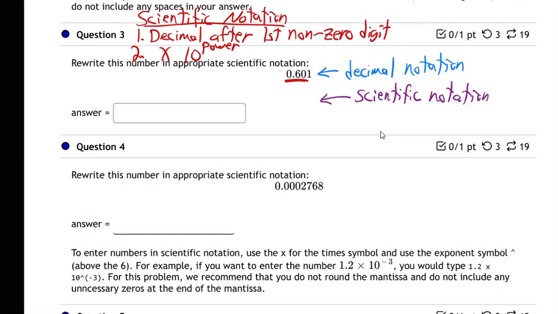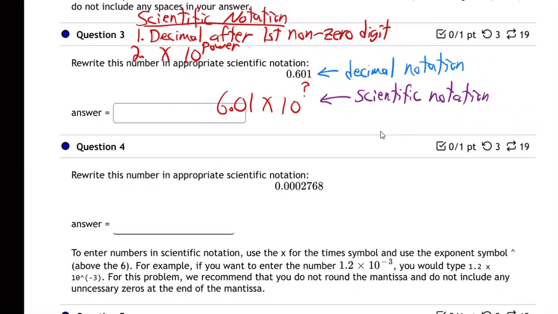So that means I have to take this number and rewrite it, putting the decimal after the first digit. So it's going to have to be 6.01 times 10 to some power. Let me write that a little bit better. 6.01 times 10 to some power.